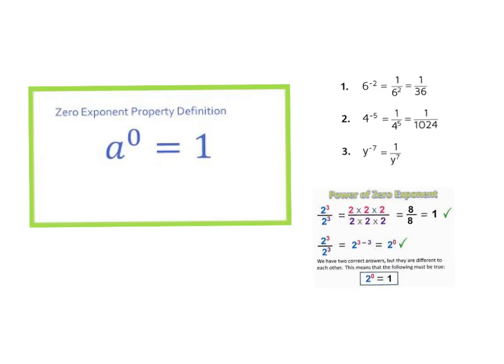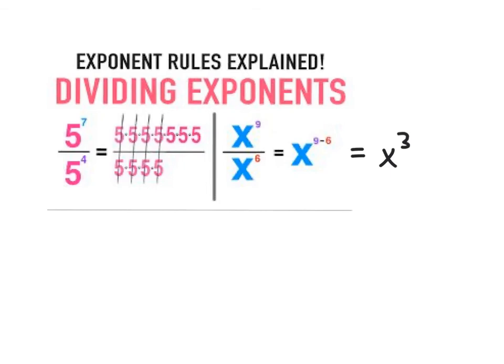Now, I also want to show you the zero exponent property. Anytime you have a number or a variable raised to the power of 0, it simply equals 1. Doesn't matter what the variable is, and it doesn't actually matter what the number is. Anything raised to the power of 0 is 1.